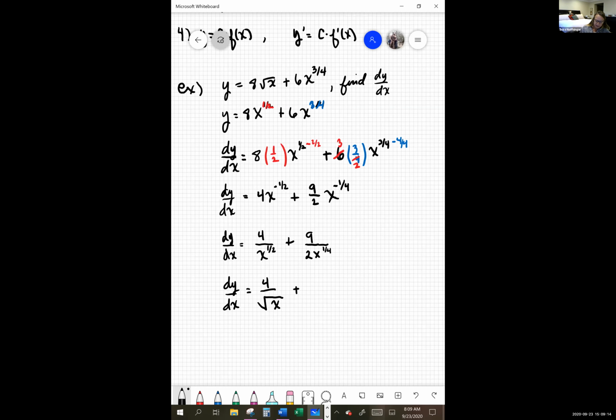So plus 9 all over 2 times x to the 1/4 power. So we're going to rewrite it in radical form, and that 4 is the index, or what root you're taking. So we're taking the 4th root of x. Okay, so they're all equivalent answers.